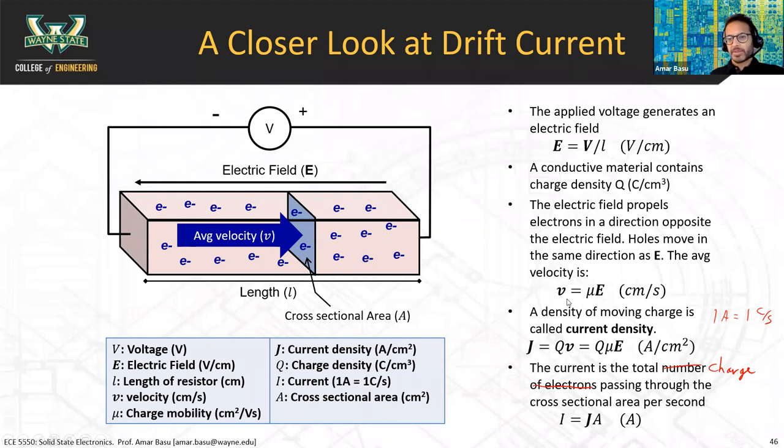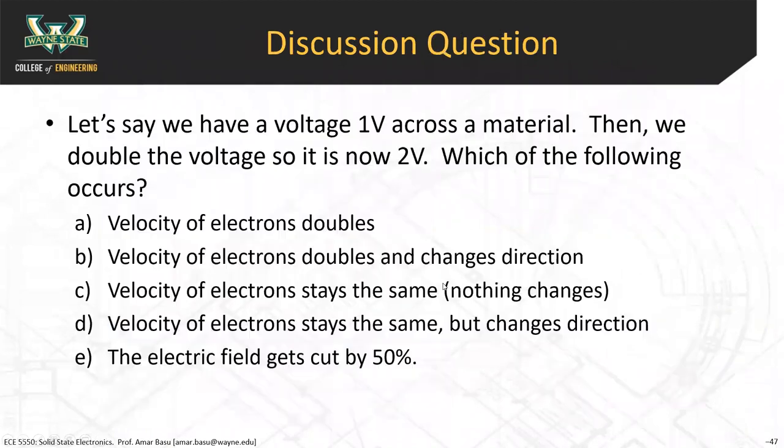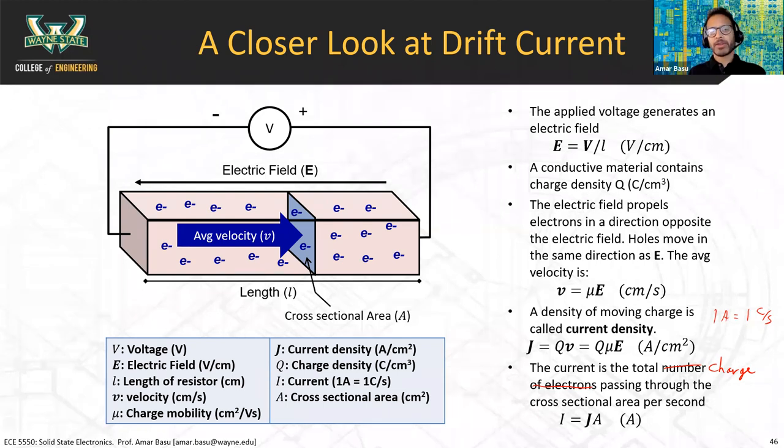All right, next one, Melvin. So I think I got the one that says the velocity of the electron doubles and it changes direction. I think it's false because while the velocity of the electron does double, the direction of the electron doesn't change. Correct. The velocity changes, but the direction does not. Yes. Only the magnitude changes.